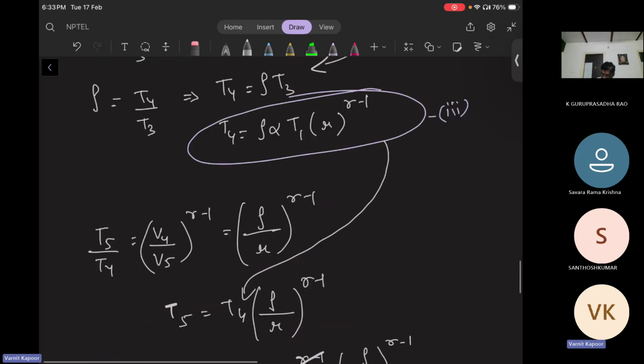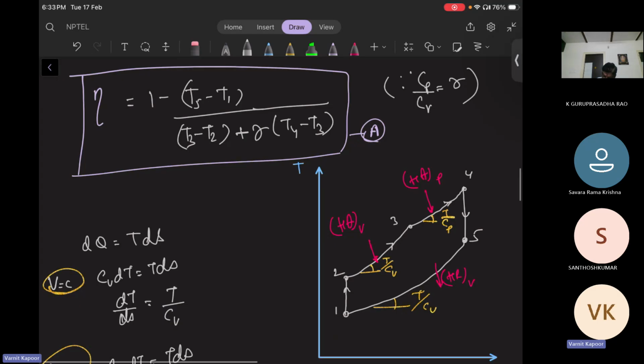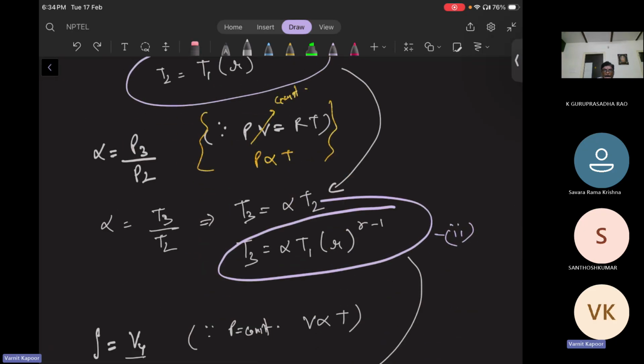And finally, I'll once again tell what I've done. We had an efficiency in terms of temperatures finally. Now we will put all the temperatures in terms of T1. First, T2 from the isentropic process can be written in terms of r: T2 is equal to T1 times r to the power of gamma minus 1. Then we know that alpha is P3 by P2, and for a constant volume process, pressure is proportional to temperature. So alpha is T3 by T2. We put the T2 back and got T3 in terms of T1.